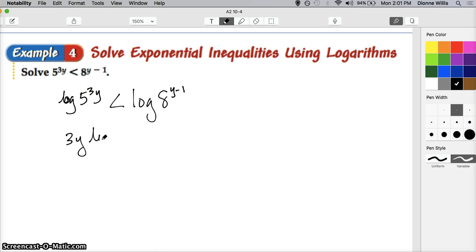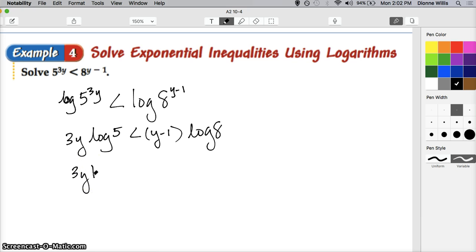I get 3y times the common log of 5, which is less than y minus 1, that's the exponent there, times the common log of 8. And at this point, I want to distribute through. You can do this a couple ways, but I'm going to distribute through so we can plug everything into our calculator at the end. We could join y terms together and divide both sides by the common log of 5, but we won't do that. So I'm going to distribute that through so I can get all my y terms pulled to one side. You'll see.